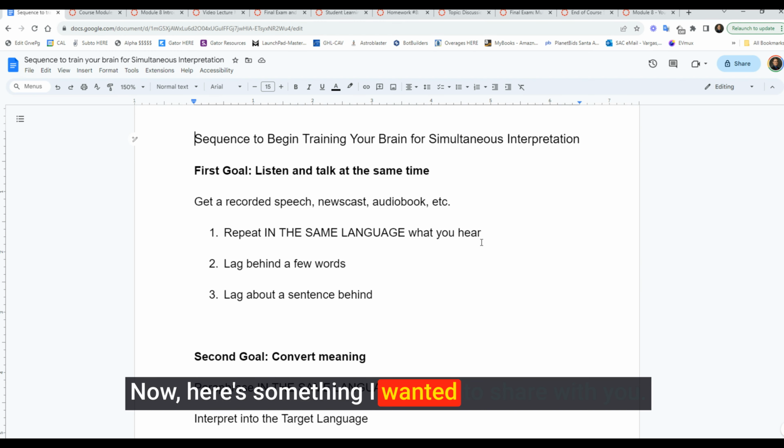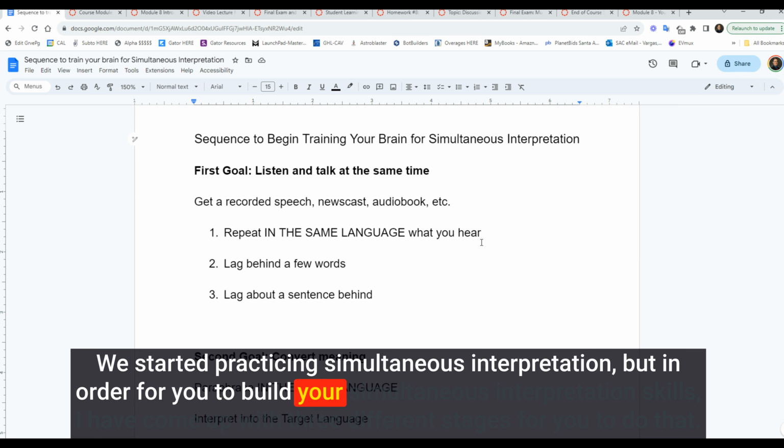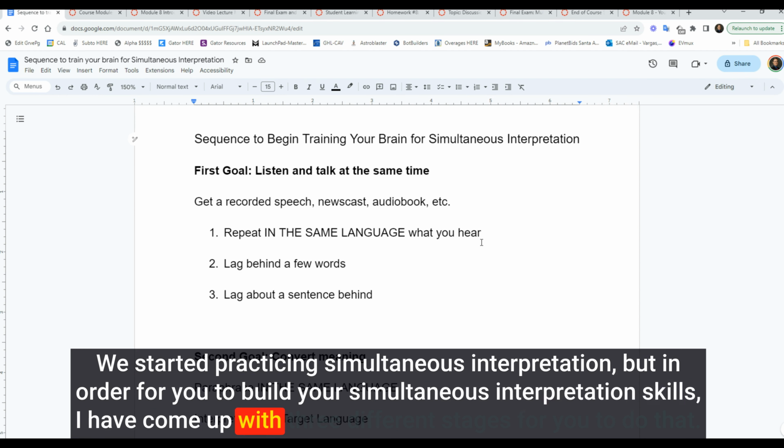Now, here is something I wanted to share with you. We started practicing simultaneous interpretation, but in order for you to build your simultaneous interpretation skills, I have come up with 3 different stages for you to do that.